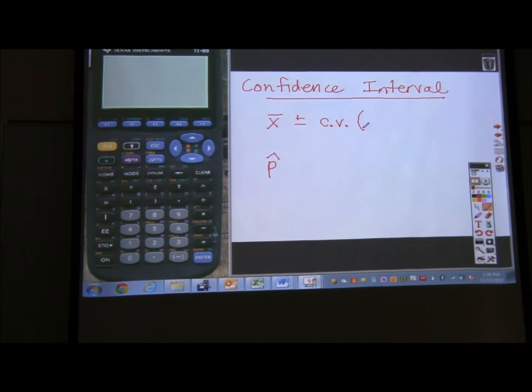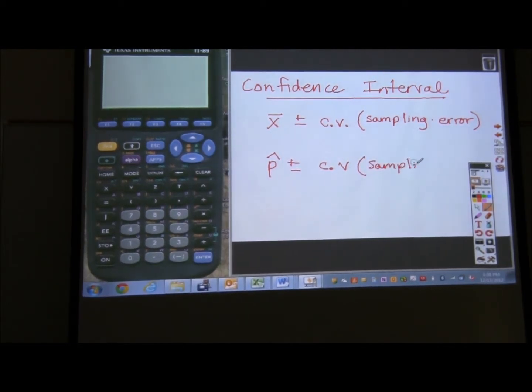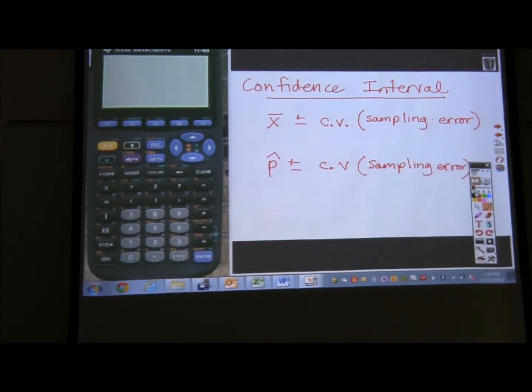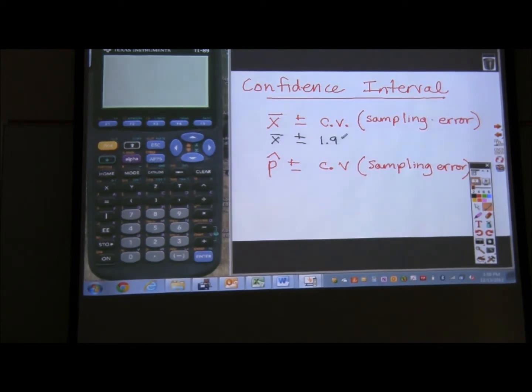times the sampling error. So in proportions it looks like this, some critical value times sampling error. When I'm working with means, it's always the sample mean plus or minus. Like if I wanted 95%, this would be 1.96. That's what my critical value would be. Times the standard deviation divided by the square root of n.